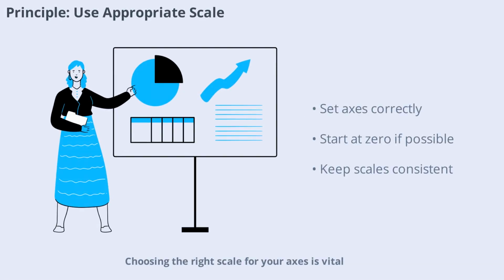Choosing the right scale for your axes is vital. An inappropriate scale can exaggerate or minimize differences in the data, leading to misinterpretation. Always ensure your scales start at 0 when appropriate and are consistent across similar charts.